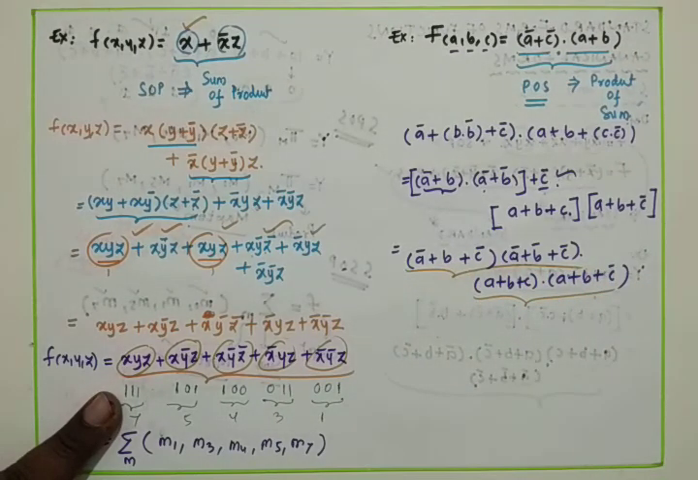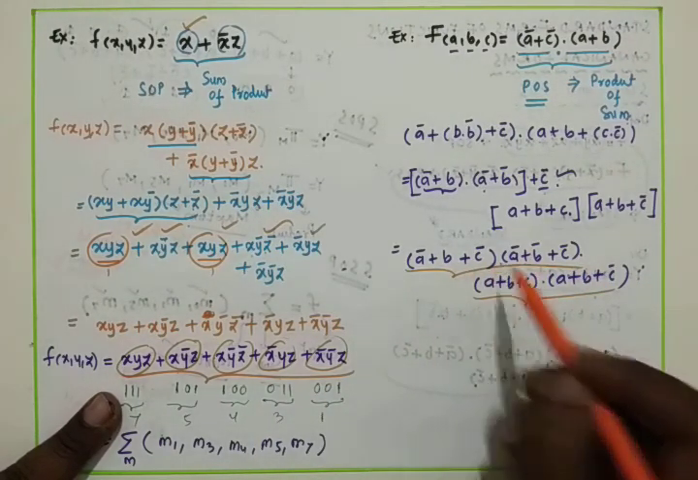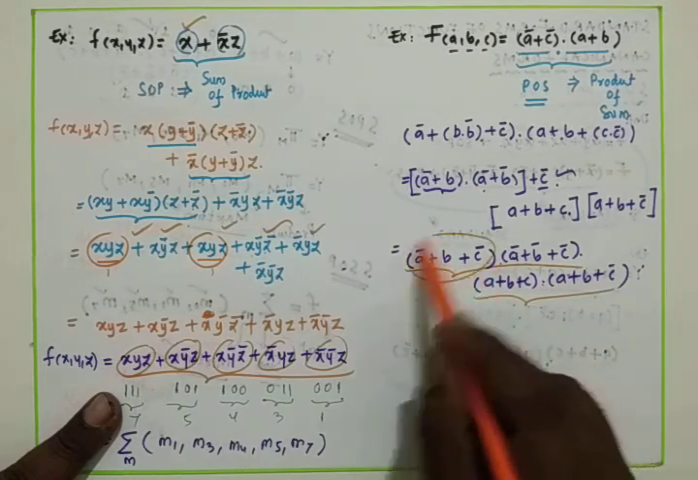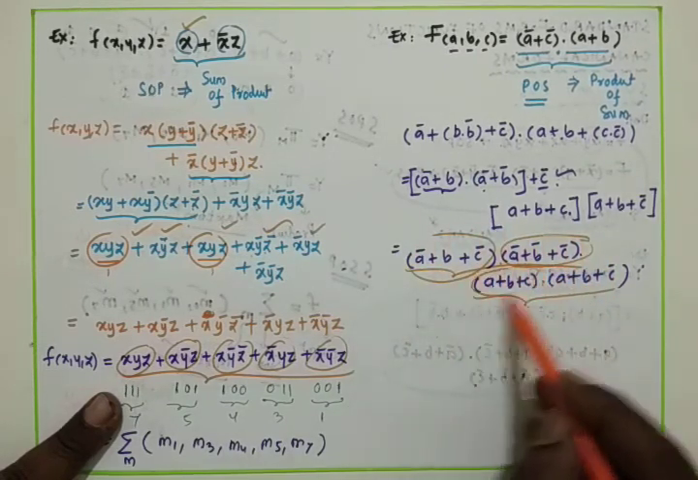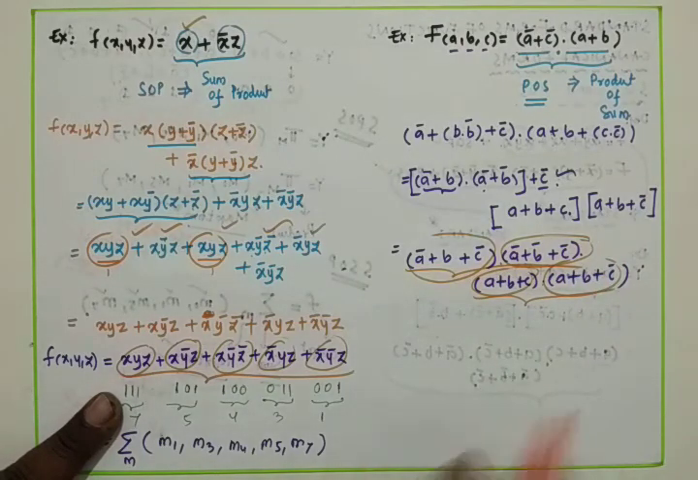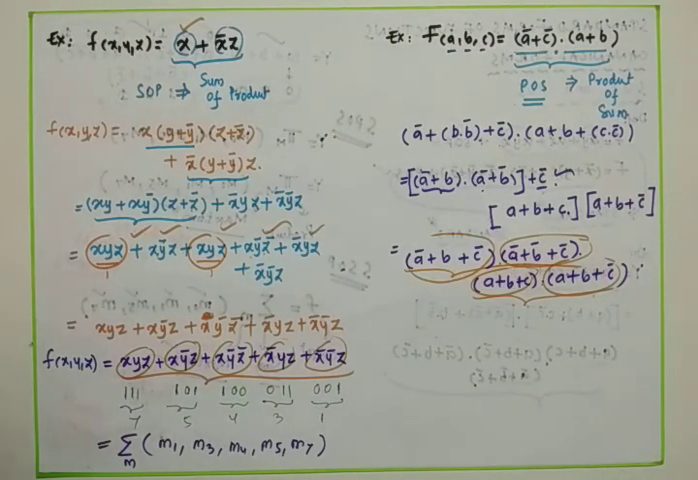It is completely a product of sums. Each term has all the letters A, B, C. So what is it? It is standard POS.